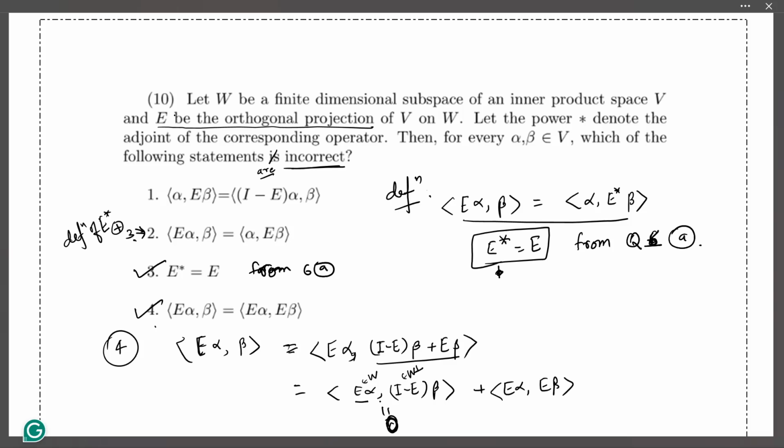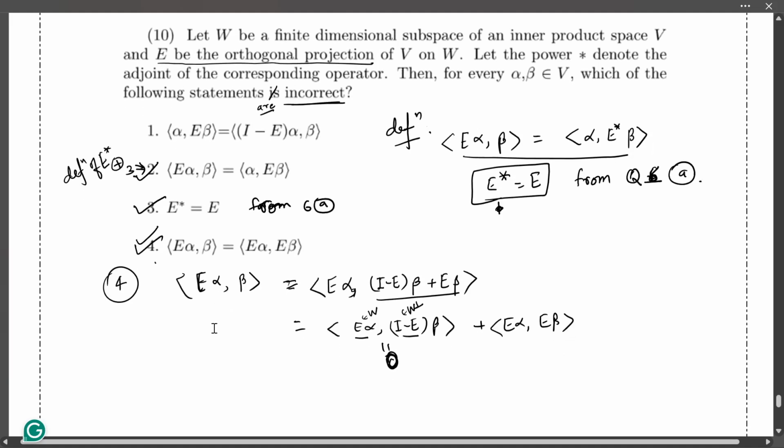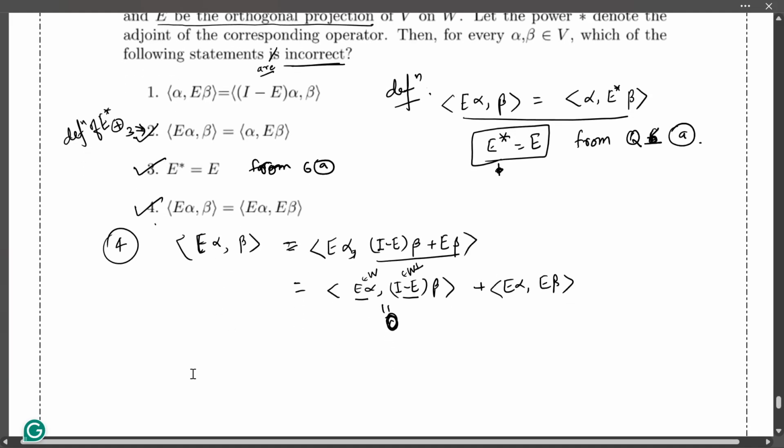E is the orthogonal projection on W. I minus E is the orthogonal projection on W complement. So they are orthogonal complements. That is why the inner product of them is 0. So we have these three options correct. What about A? Sorry, we are choosing correct options again, but in the question it is incorrect; we need to choose incorrect. Let me choose incorrect after some time. Doing mistakes again.